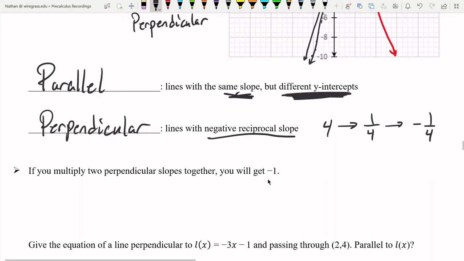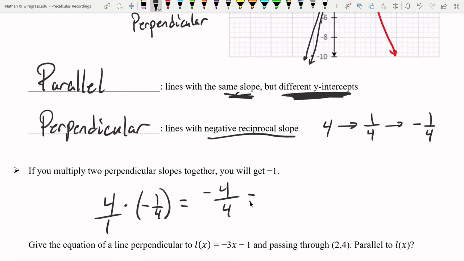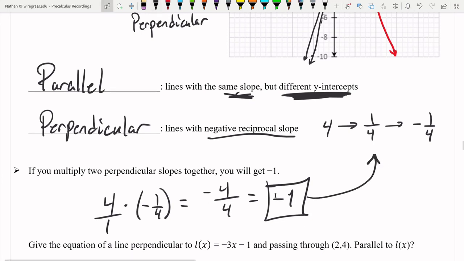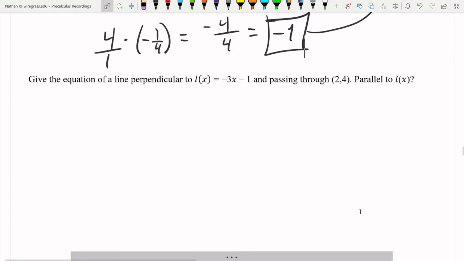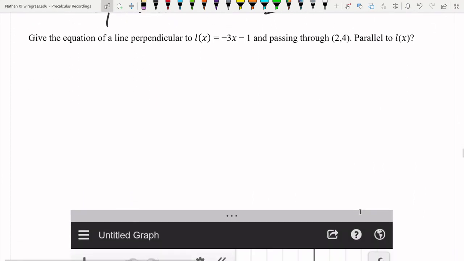Also, whenever you multiply two perpendicular slopes together, so 4 times -1/4, of course this is 4 over 1, we're going to get -4 over 4, we get -1. You will always see that happen as you multiply two perpendicular slopes together. That's the same thing as just saying take the negative reciprocal. Okay, with this information, we can solve questions that ask for more specific information.